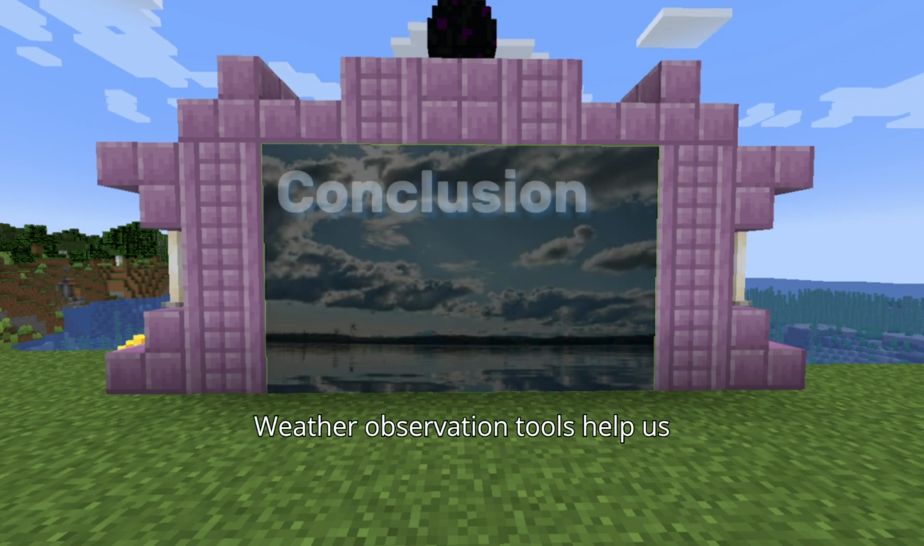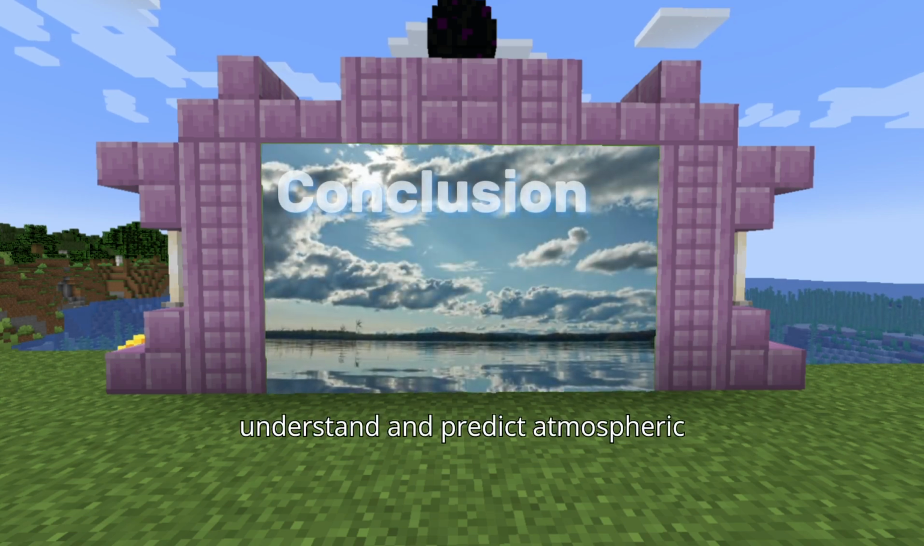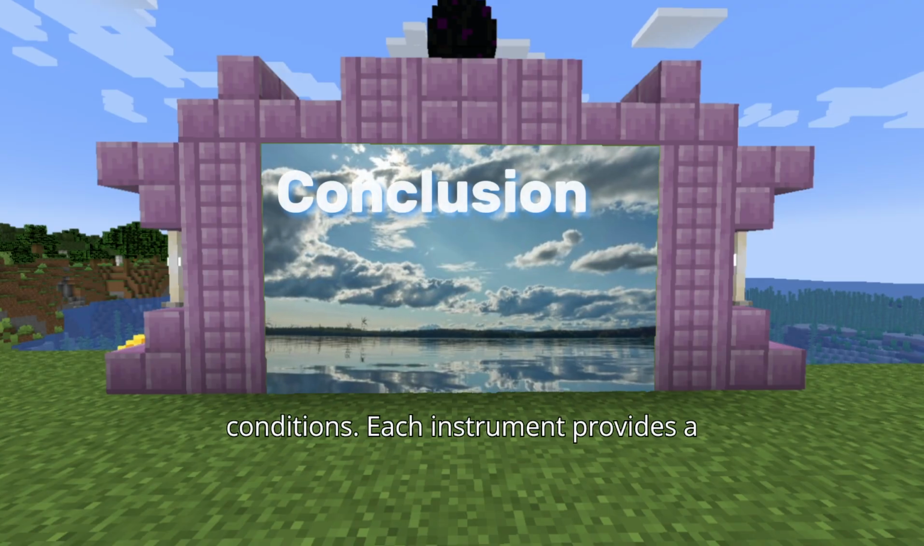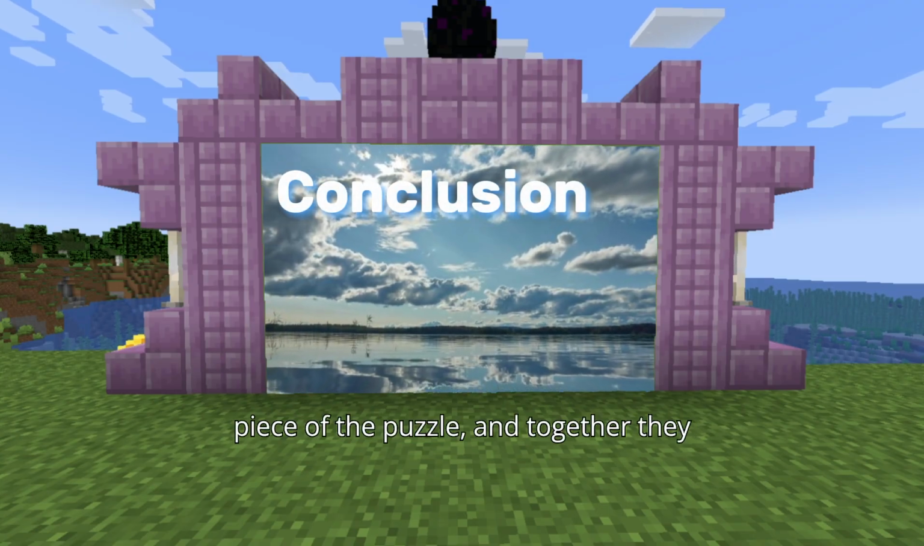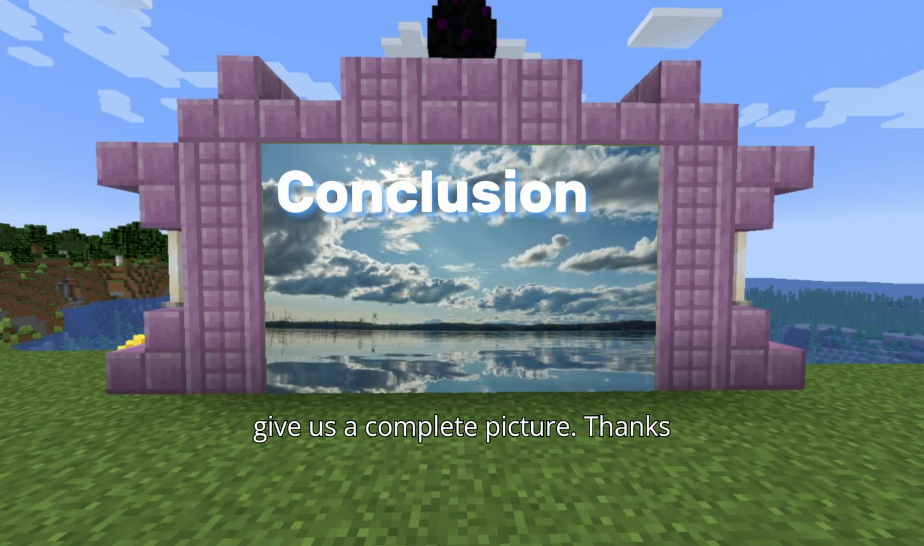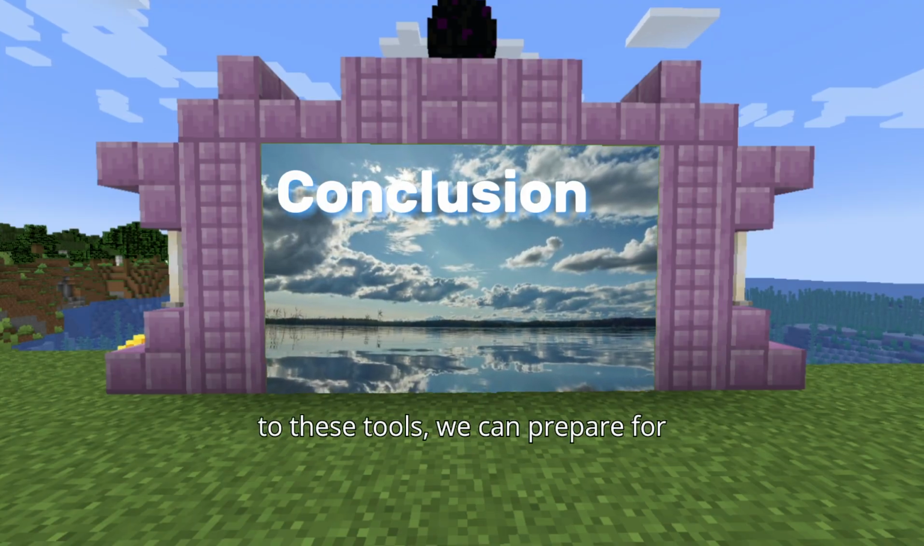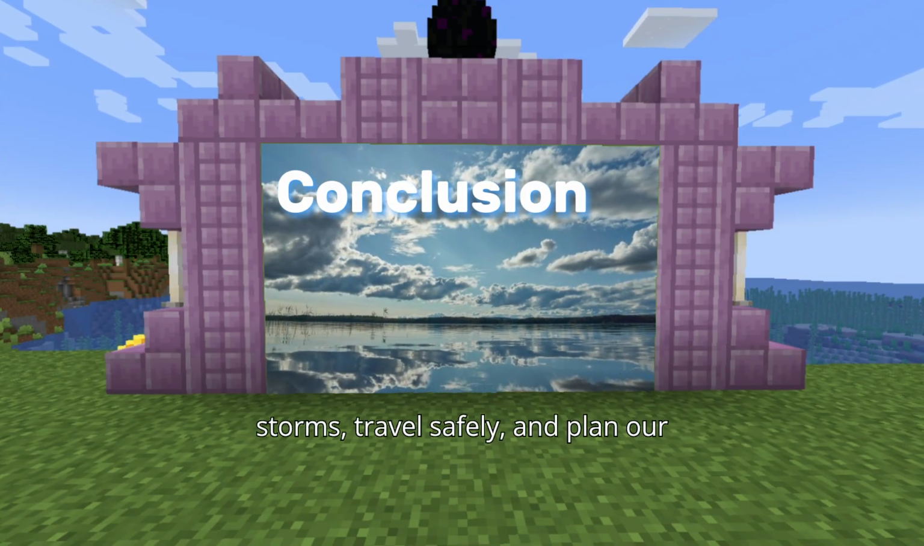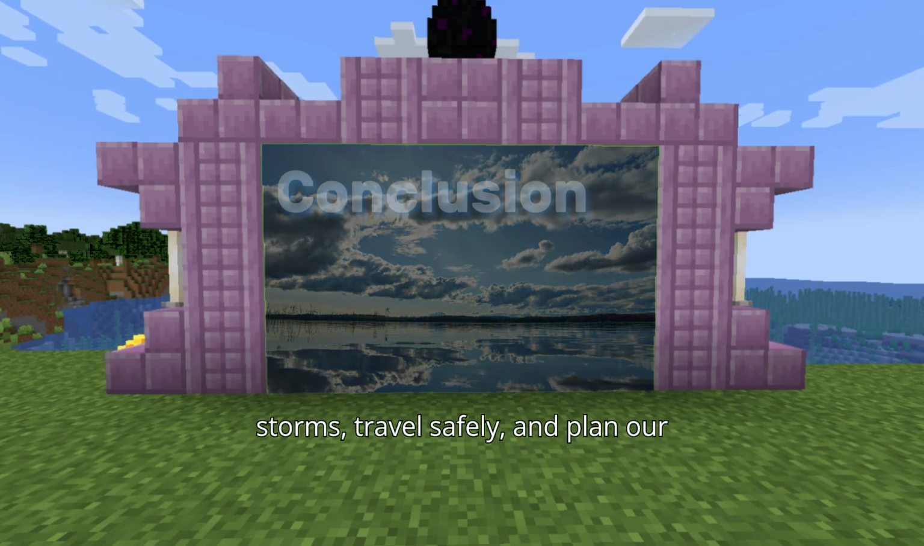Weather observation tools help us understand and predict atmospheric conditions. Each instrument provides a piece of the puzzle, and together they give us a complete picture. Thanks to these tools, we can prepare for storms, travel safely, and plan our days better.